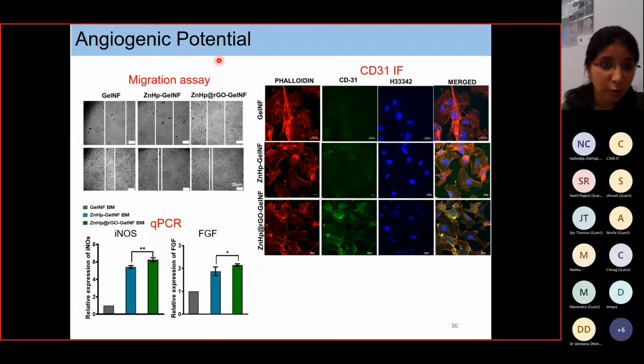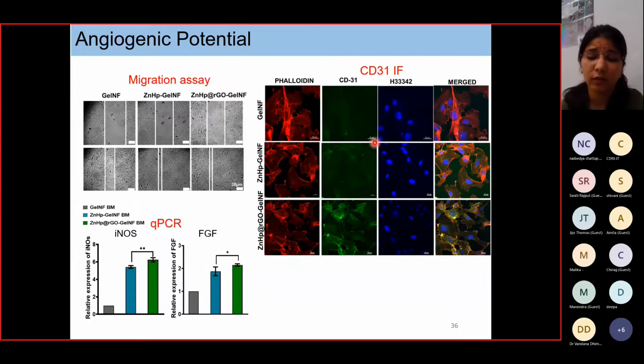Our next study was for the angiogenic potential. Over here, we saw the migration of Hewitt cells taking place in the presence of the extracts of these nanofibers, and we could see that the scratch was closing due to the release of zinc. And as we can see over here, there was no difference between zinc HP and RGO, which showed that only zinc was playing a role in the migration of the cells. The next study was the gene regulation, and we saw that there was an increased upregulation of INOS and FGF, which is responsible for the angiogenic potential.